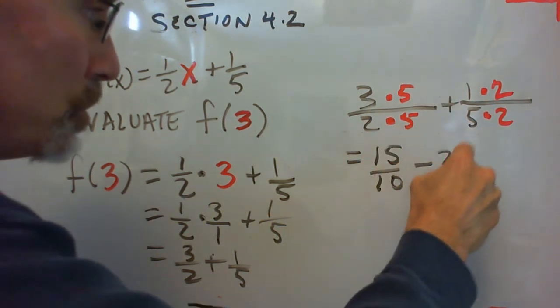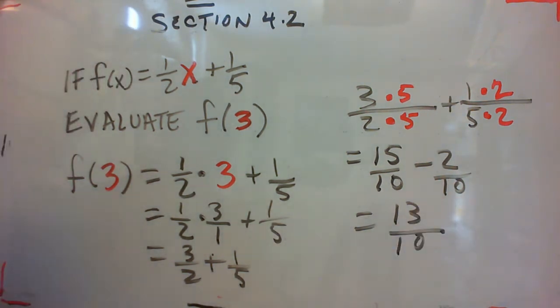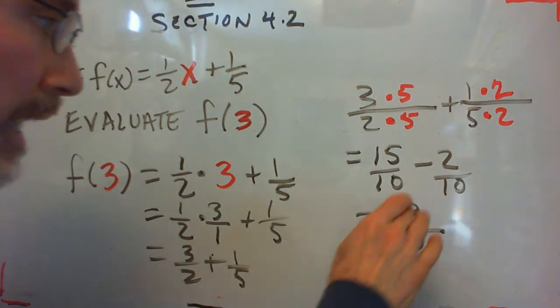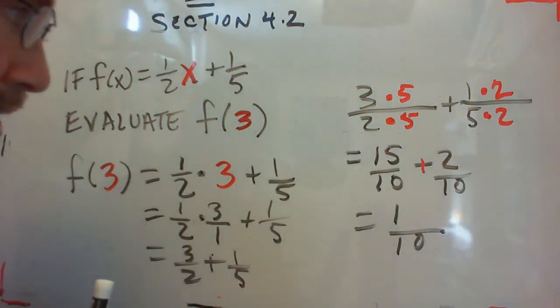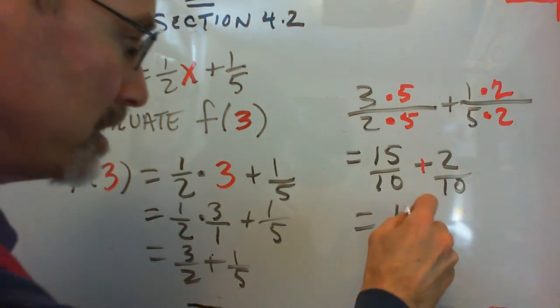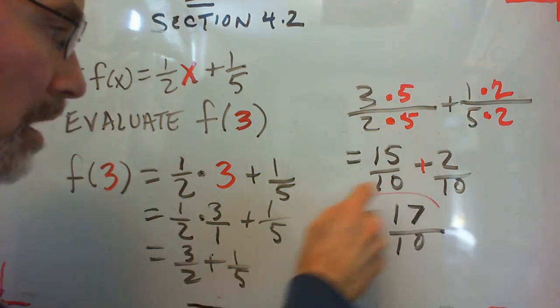So it's 15/10 minus 2/10 makes 13/10. And I see a little mistake there. We are to add, not subtract. So it's 15/10 plus 2/10 is 17/10. Sorry about that. Now that is the correct result.